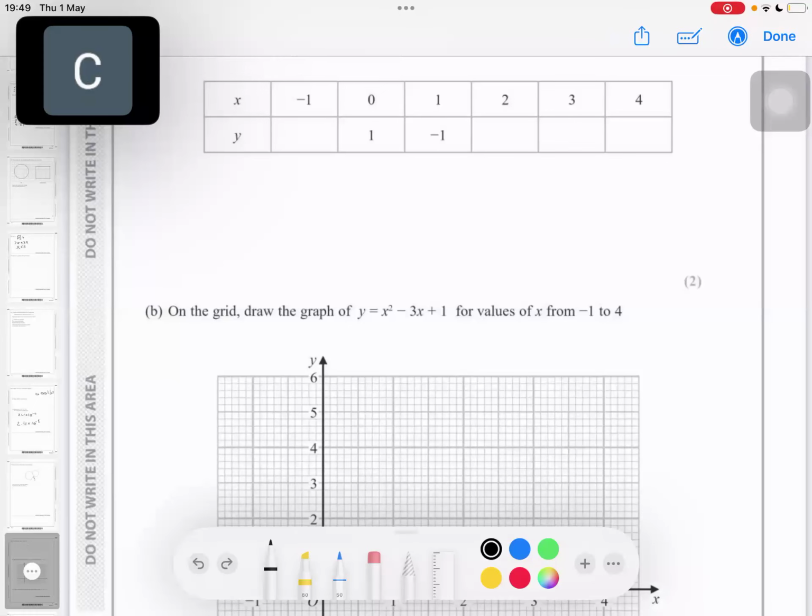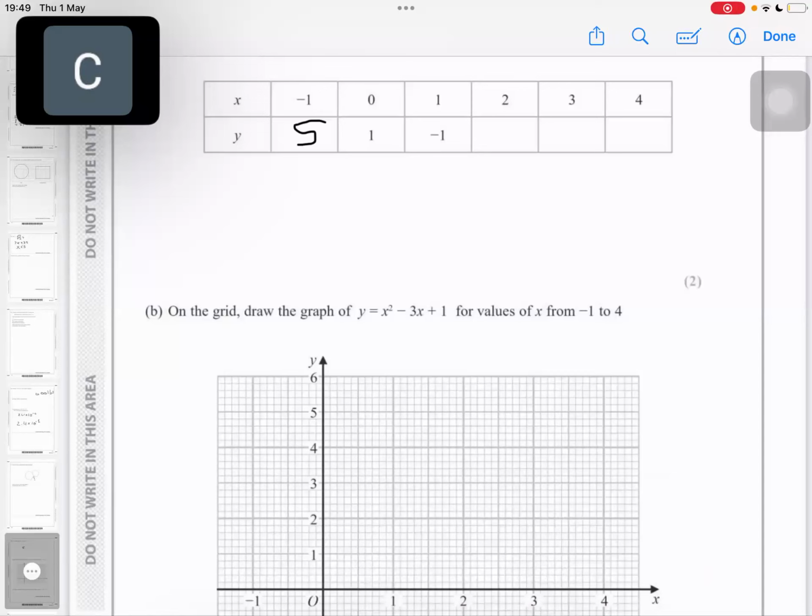So you see, it's quite important, in fact very important, that you fill that table of values correctly, so that your graph would equally be correct. Okay, so I'm having 5 there. What next? So the next one is 2. So let's put 2 into it and see what you get.